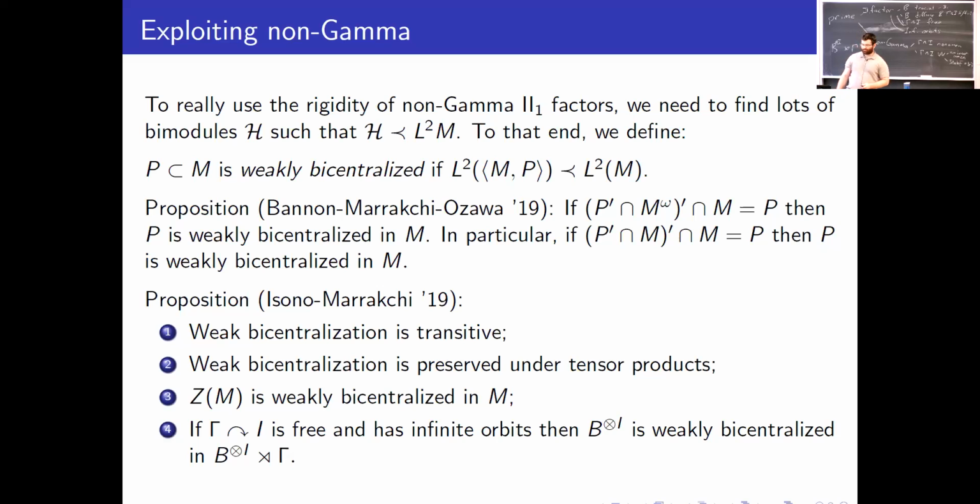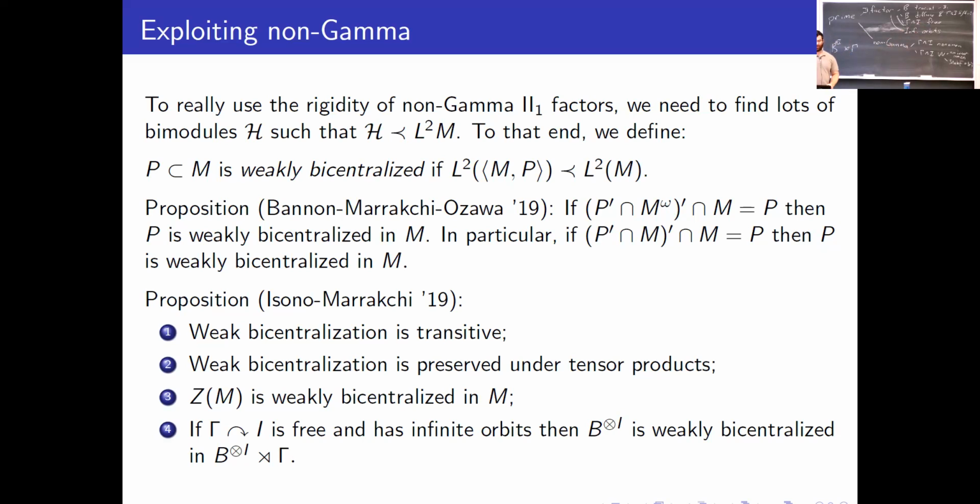And the last one, I don't know if it's actually explicitly stated in the paper, but it follows from one of the propositions. If you have a free action, in my sense, okay, so it's not free, but it moves around lots of indices and has infinite orbits, then the whole spatial part is weakly bicentralized in the entire crossed product.